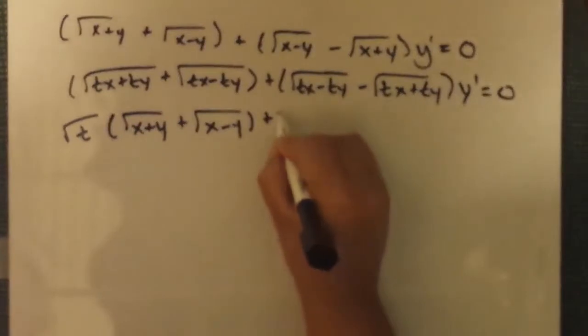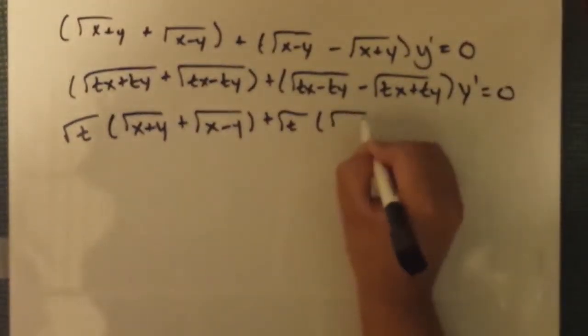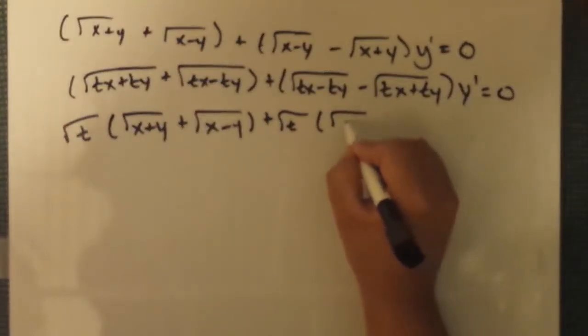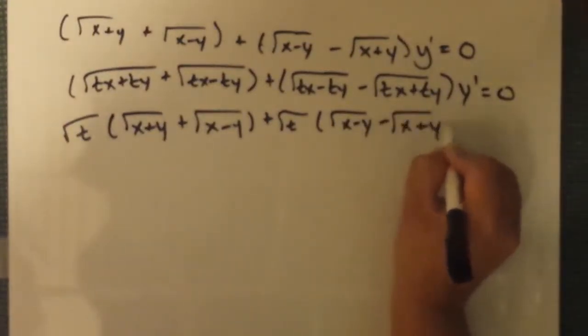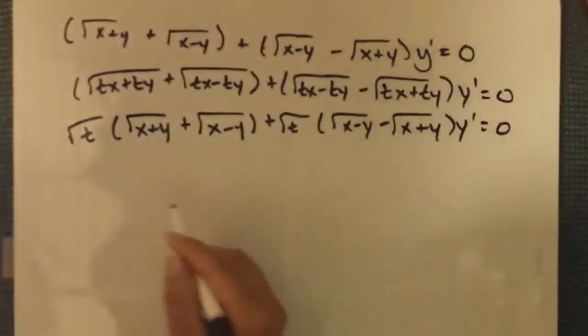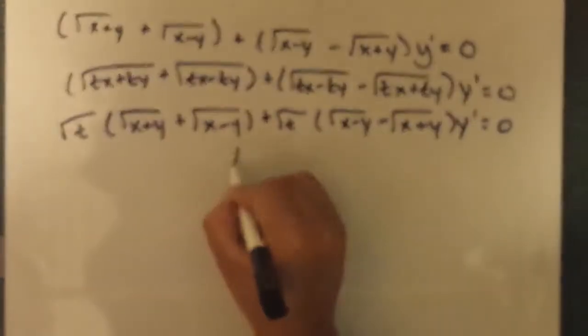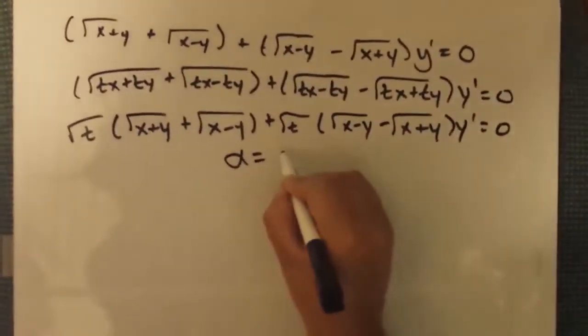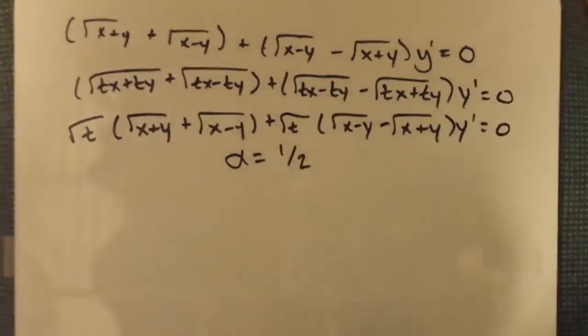On this side, we can pull out the square root of t, and we get the square root of t multiplied by the square root of x minus y minus the square root of x plus y, multiplied by y prime. We can see here that this t is raised to the power of half. So then our alpha is constant, and our alpha is half.